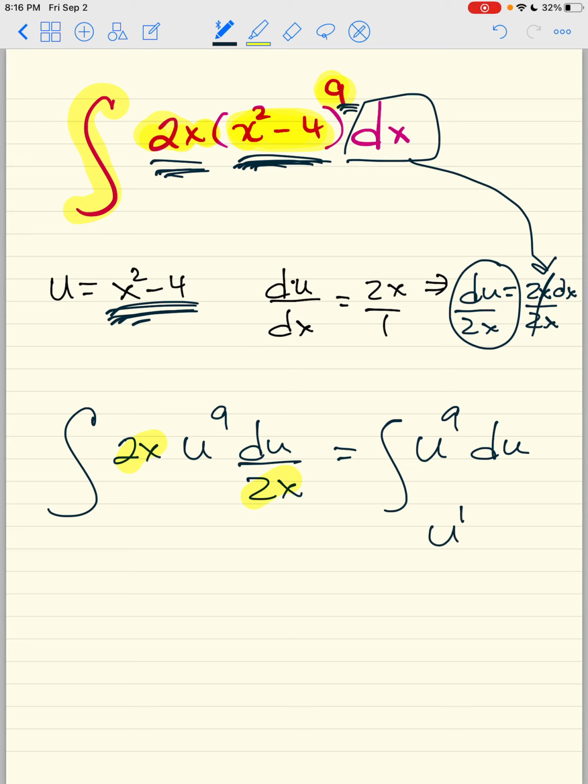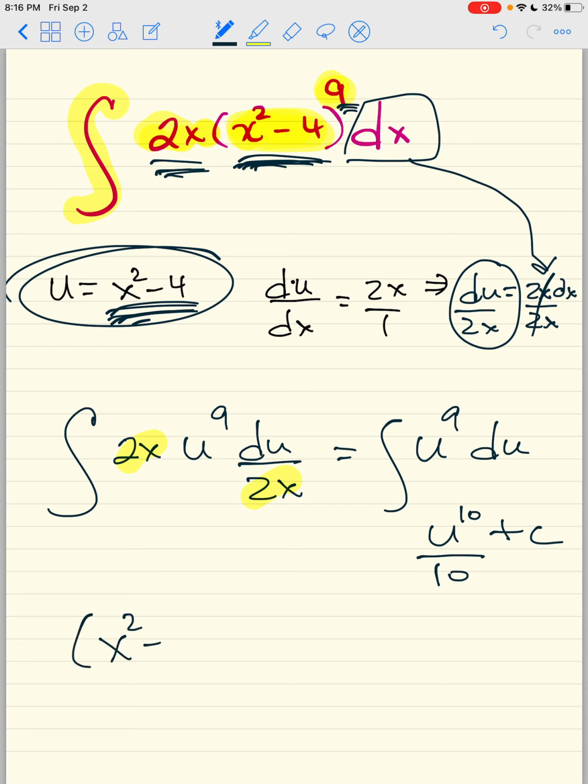How do we integrate? We add 1, and then we divide. Now, since we started with x's, it only makes sense to go back to x's. So what is u? u is x squared minus 4. So your final answer is x squared minus 4 to the 10th power over 10 plus c.